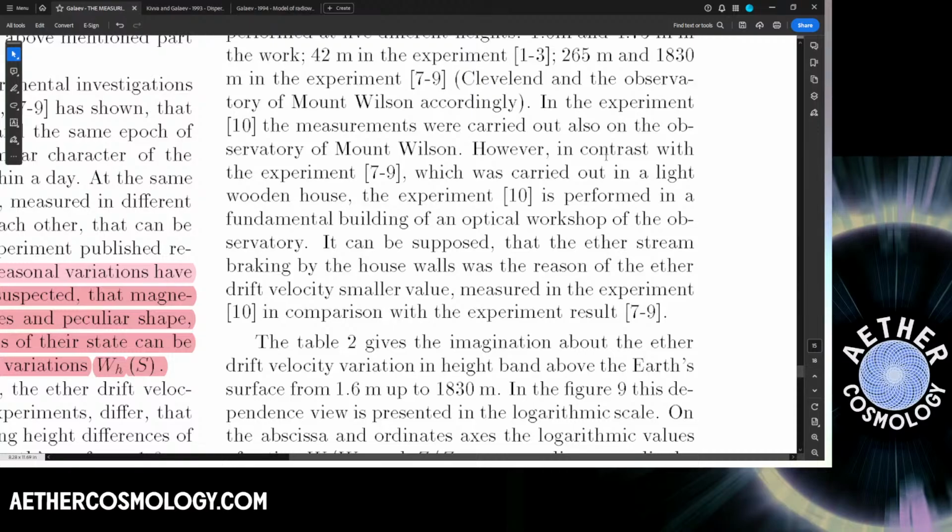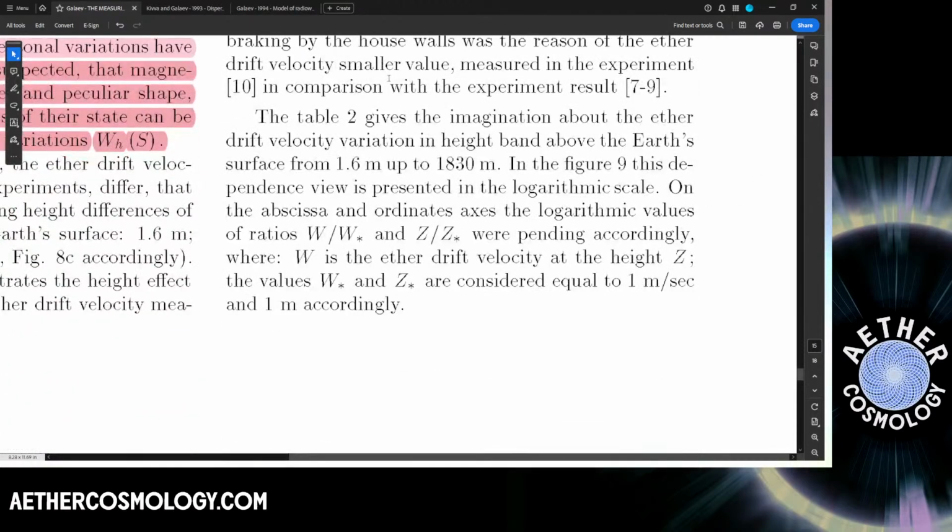Table 2 gives the imagination about the ether drift velocity variation in the height band above the Earth's surface from 1.6 meters up to 1830 meters. Ooh, this is interesting. In figure 9, this dependence is presented in the logarithmic scale.